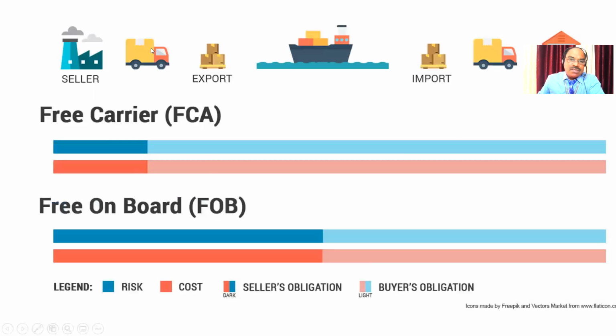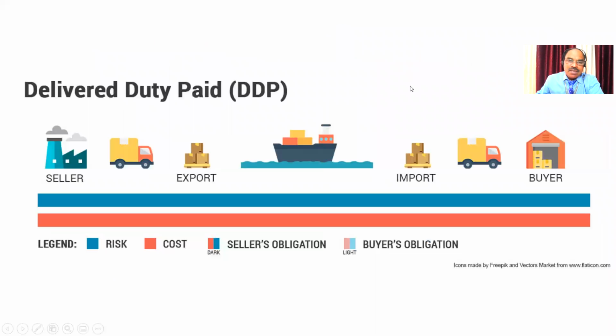Free carrier, you can see the next level. Free on board up to the shipment. You can see this one. This is a graphical representation of FCA, FOB. Then delivery duty paid up to the buyer's place. DDP we have already discussed. So the seller will pay up to the buyer's place.